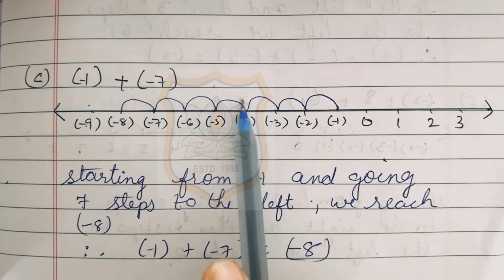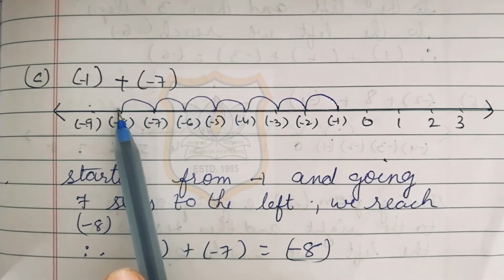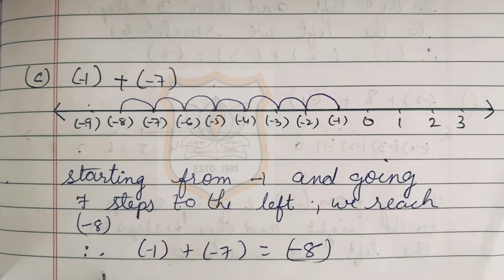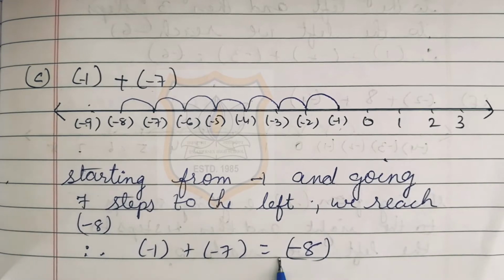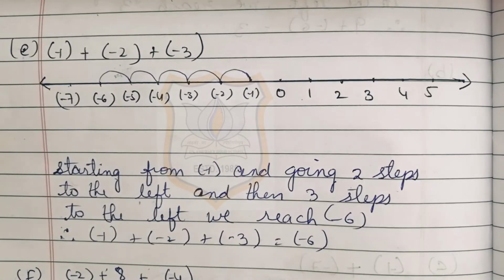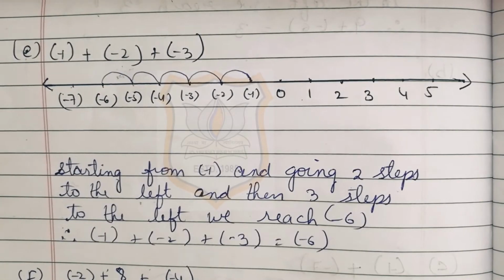1, 2, 3, 4, 5, 6 and 7. So we will get minus 8. So starting from minus 1 and going 7 steps to the left, we reach minus 8. Therefore minus 1 plus minus 7 is equals to minus 8. Students, try to solve D part of question number 2 by yourself.